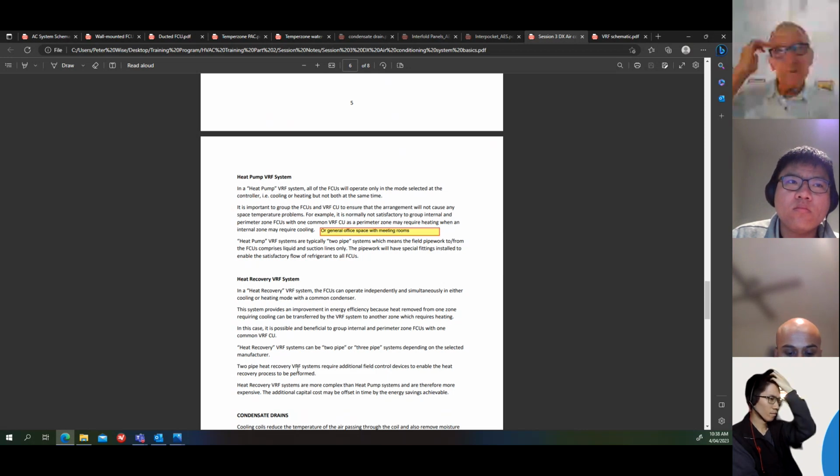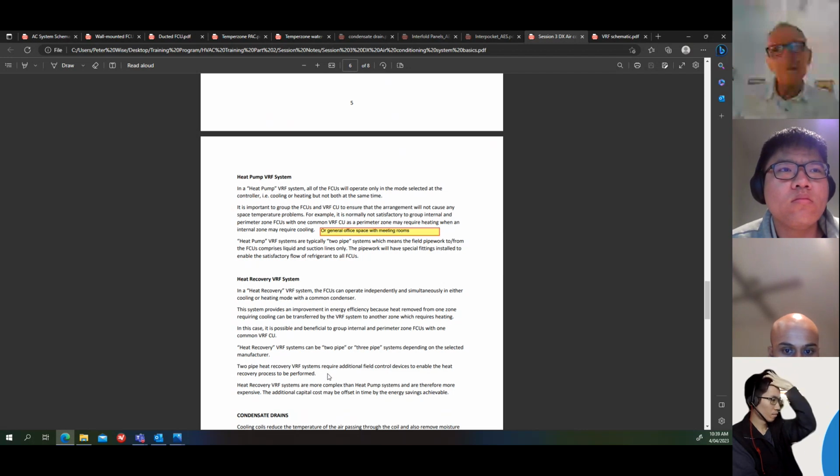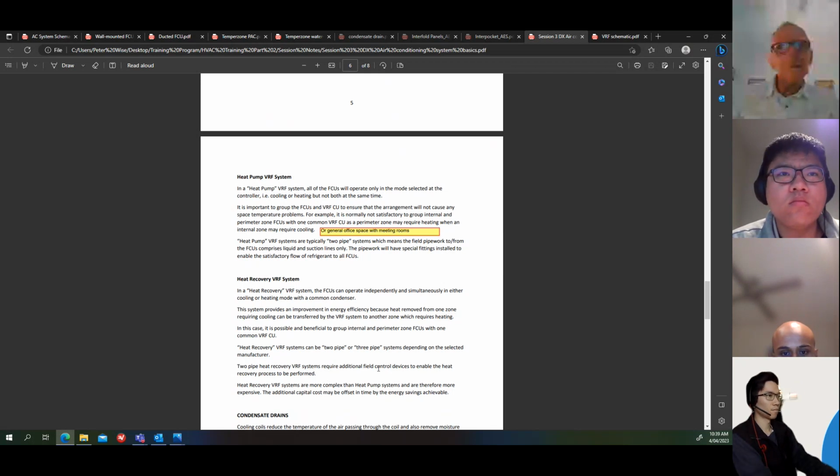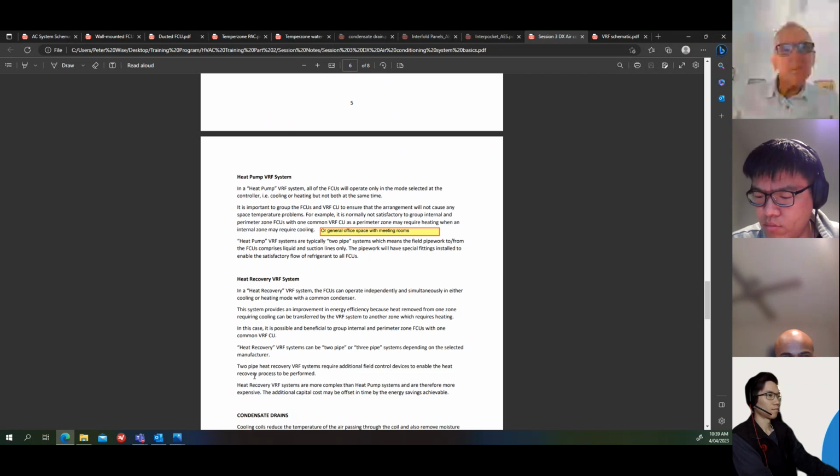But the two-pipe systems also require additional field devices, a big box with pipes connected to it, so you can get the heat recovery process working. Heat recovery VRF systems are more complex than heat pump systems, and therefore more expensive. There's more pipe work involved, particularly if it's a three-pipe system.